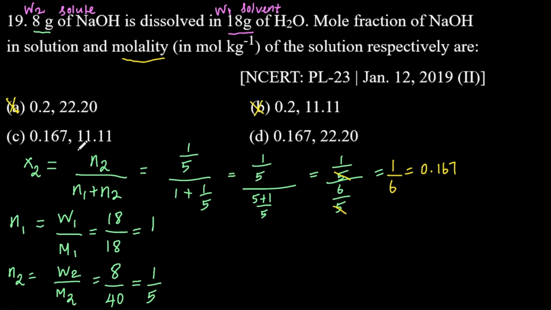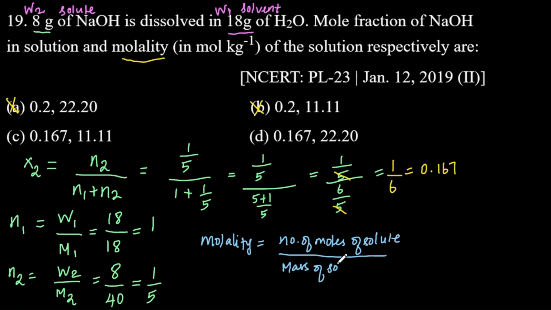So you have to check from option C and D. So anyway, you have to find the molality. The formula for molality is number of moles of solute divided by mass of solvent in kilogram. So here the number of moles of solute is NaOH, and we have found the number of moles is 1 by 5. So the numerator is 1 by 5, and for the mass of solvent, the solvent is H2O and the mass is given as 18.